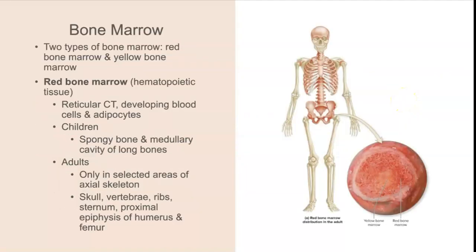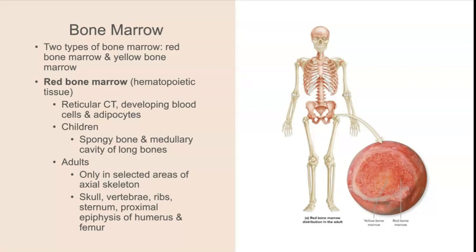Bone marrow is a soft connective tissue found inside bones. We have red bone marrow and yellow marrow. Red marrow is also called hematopoietic tissue because that's where our red blood cells are made. It contains reticular connective tissue, developing blood cells, and fat cells. Remember, those are called adipocytes. Its primary function is to make blood.